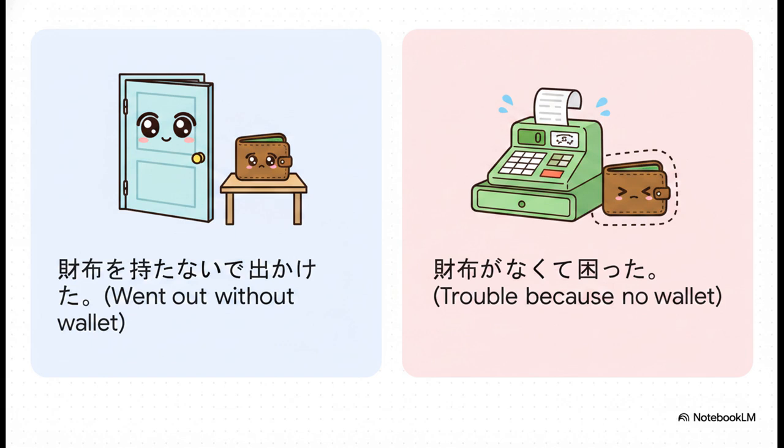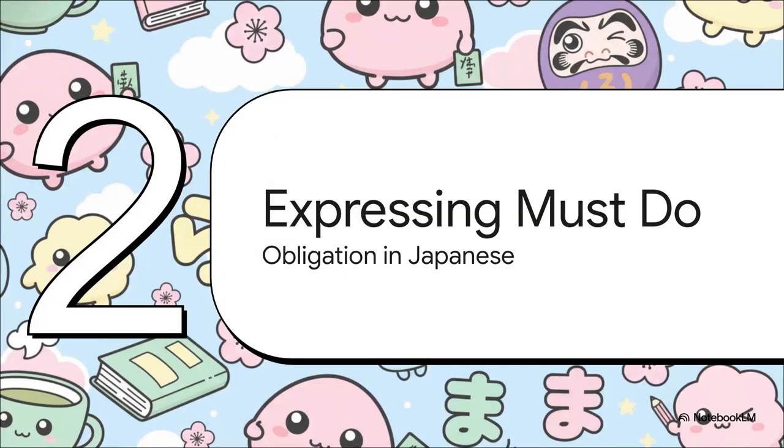But look at the right side. Saifu ga nakute komarimashita. I had trouble because I didn't have my wallet. Imagine you are standing right there at the cash register, feeling the actual emotional panic of the situation. The lack of the wallet is the reason for your trouble. So action sequence versus emotional cause and effect. Makes sense, right?